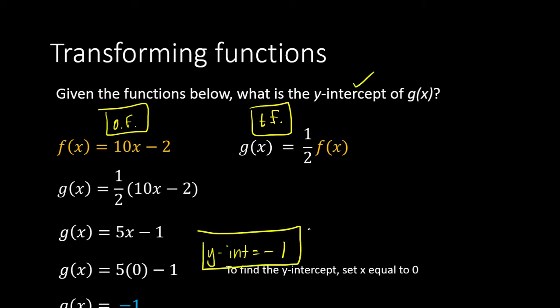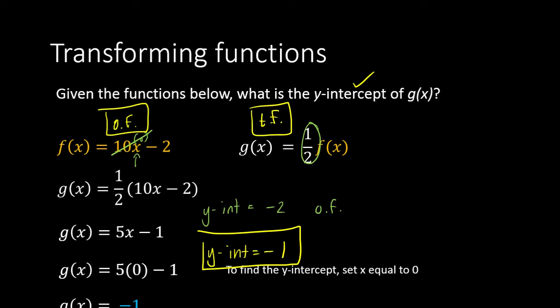Now I've already answered the problem, right? What is the y-intercept of g of x? Well, it's negative 1. But for the sake of comparison, I'm still going to ask, is that different from the original function? If the original function was 10x minus 2, and I want to know the y-intercept, I would set x equal to 0. 10 times 0 is 0. My y-intercept in the original function was negative 2. So notice that by multiplying the whole function by 1/2, my y-intercept was also multiplied by 1/2. I went from negative 2 to half of that, negative 1.